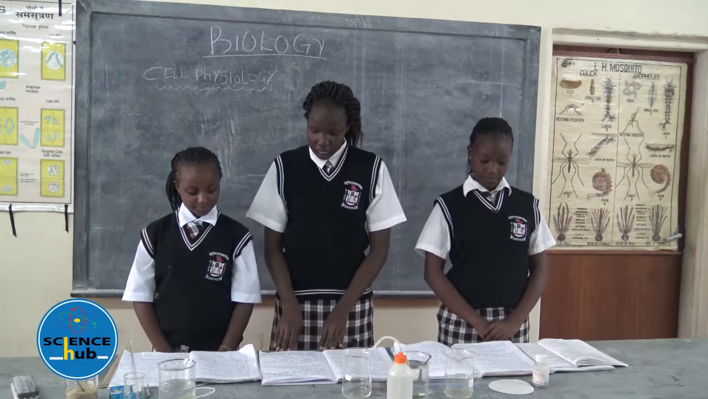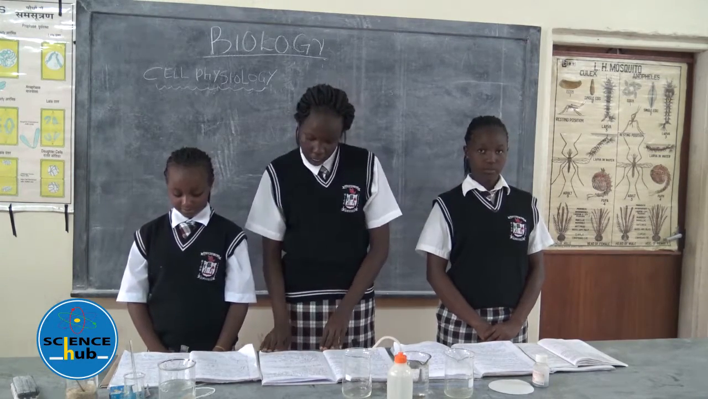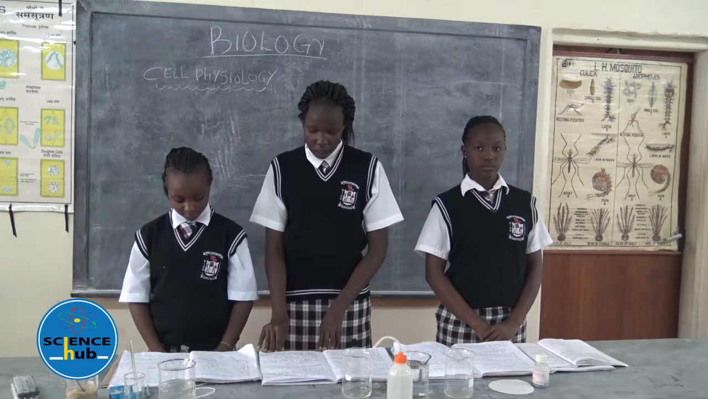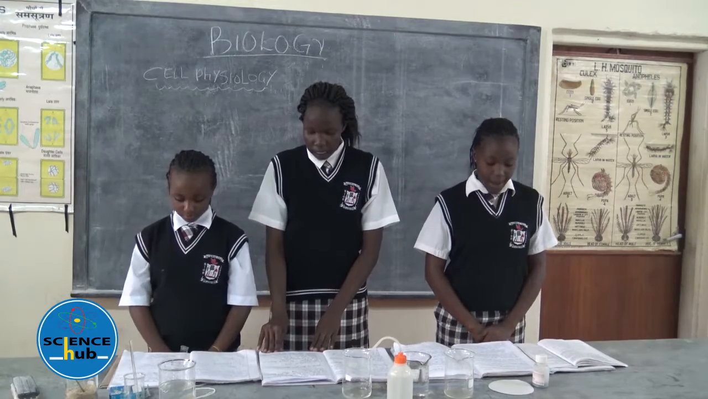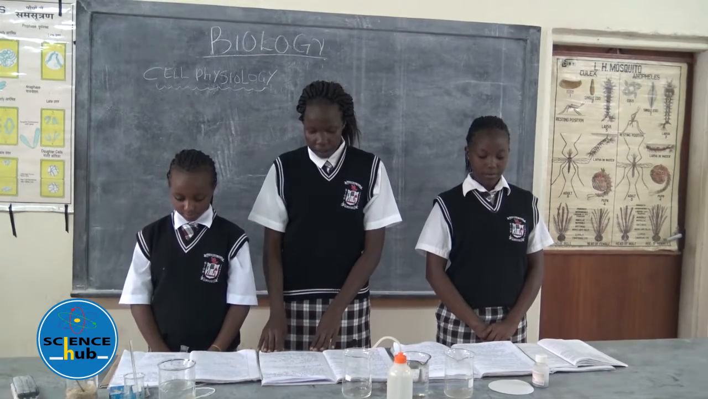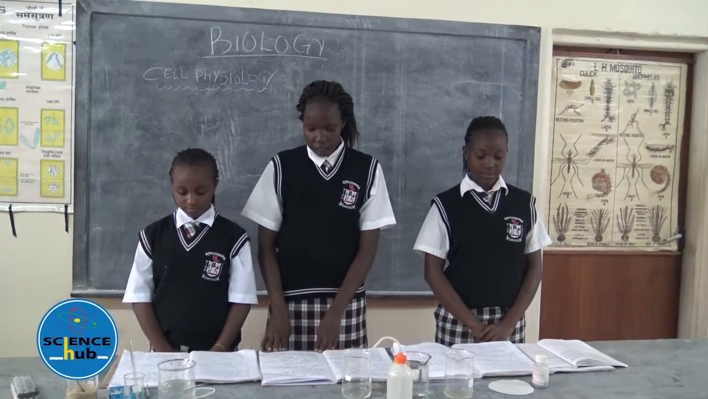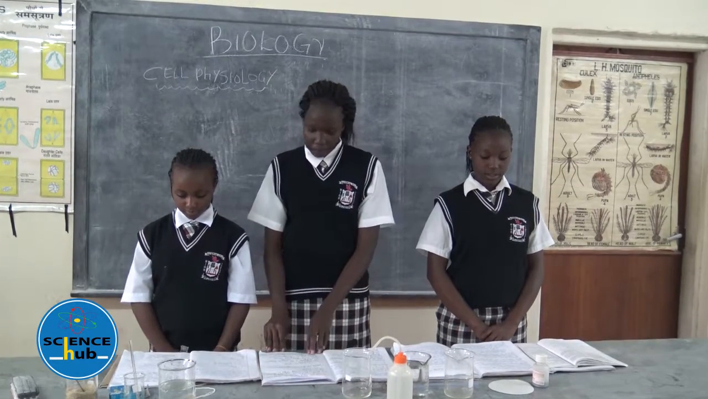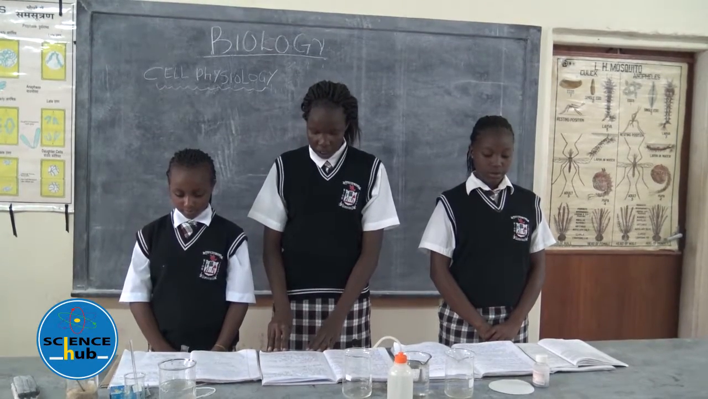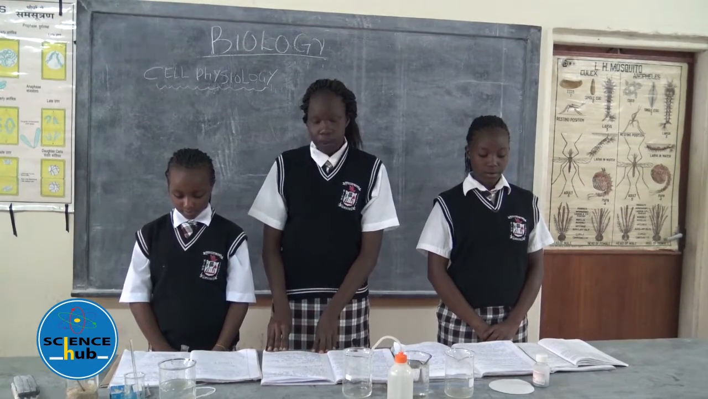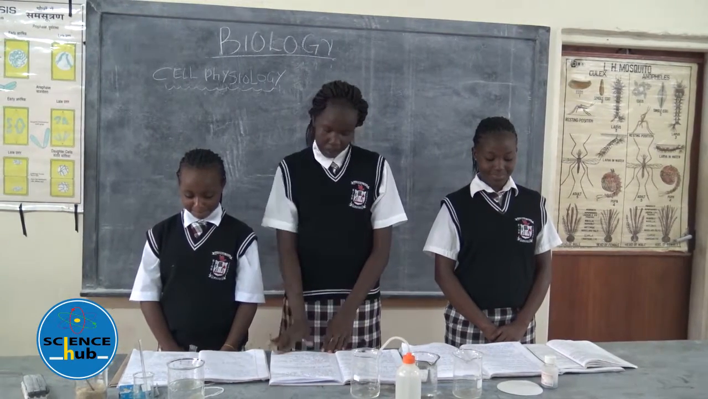Now I'll be taking you through cell physiology. Cell physiology is the study of the function of cell structure. Some of these functions include: point number one, production of carbohydrate through photosynthesis; point number two, energy production through respiration; and point number three, protein synthesis in ribosome.